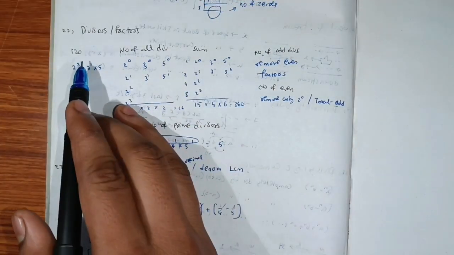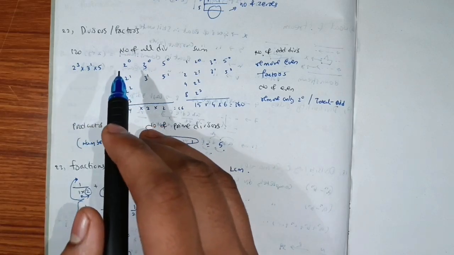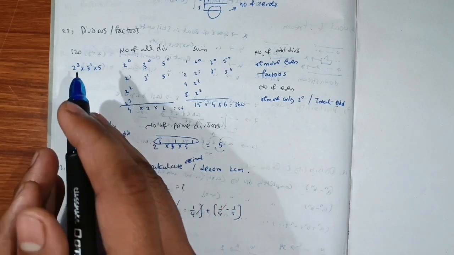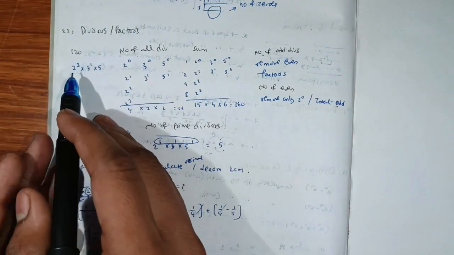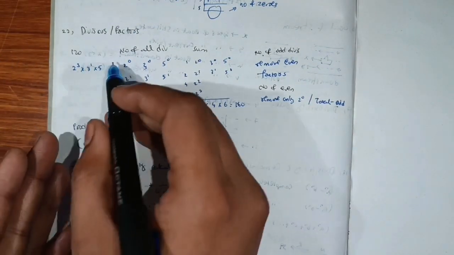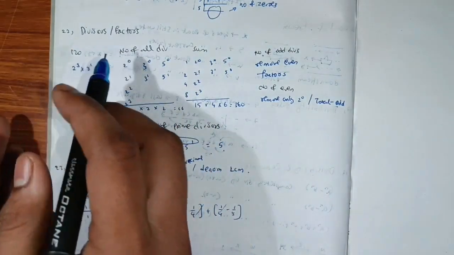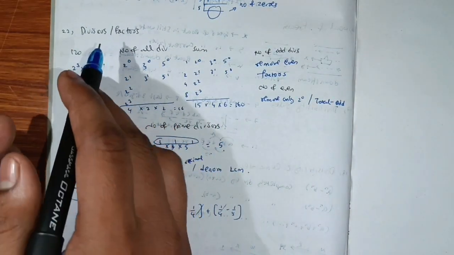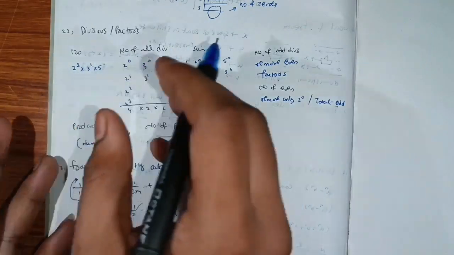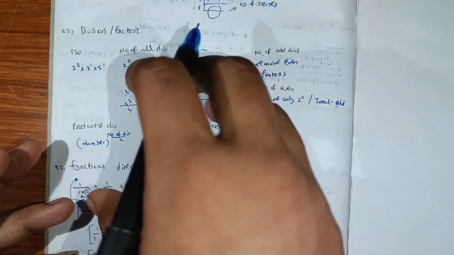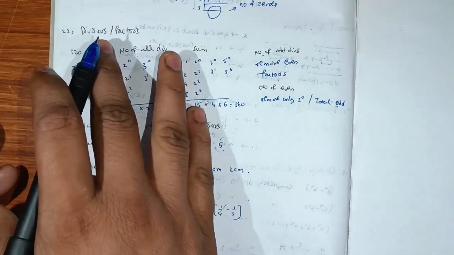Suppose I have taken an example of 120. We have seen the factors in that video: the factors are 2 power 3 into 3 power 1 into 5 power 1. This is the prime factorization method. From this we can find all types of things regarding the divisors or factors.